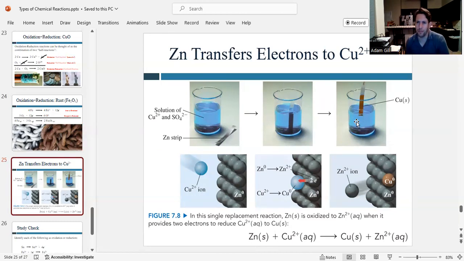So this is one of the ways we do metal plating, through oxidation and reduction reactions, where one metal is in the aqueous phase and one's in the solid phase. And they do a really quick oxidation and reduction reaction and swap places.